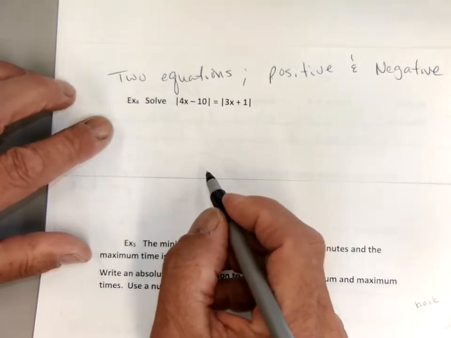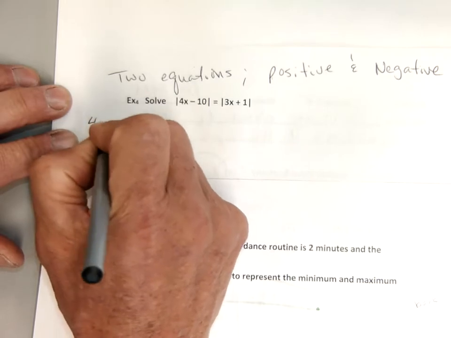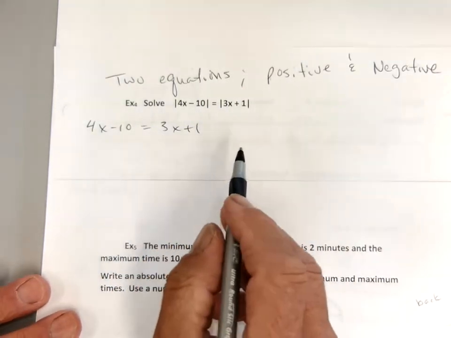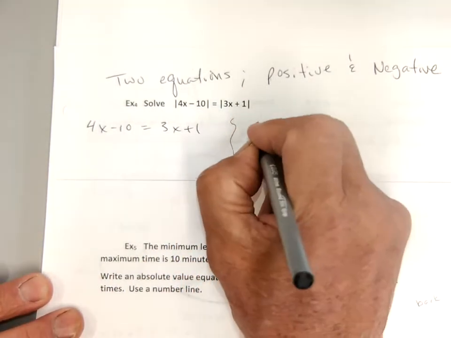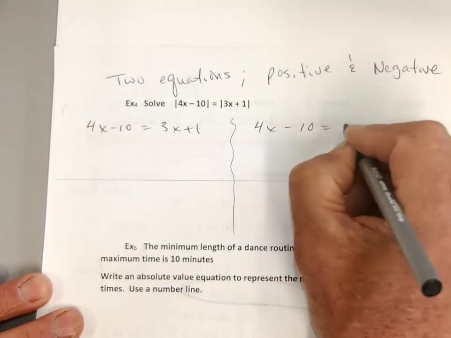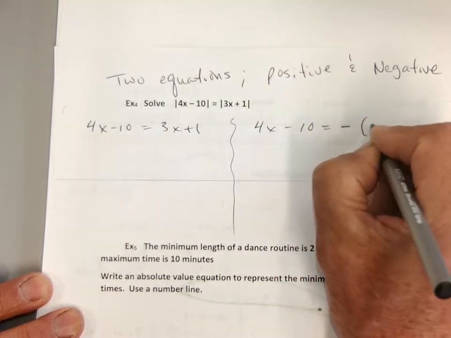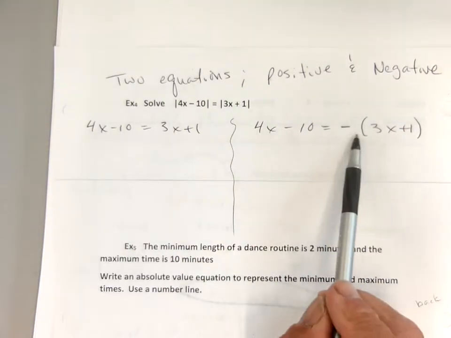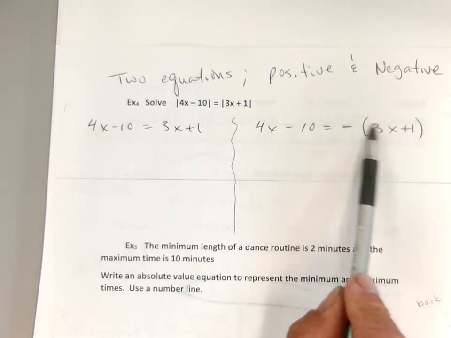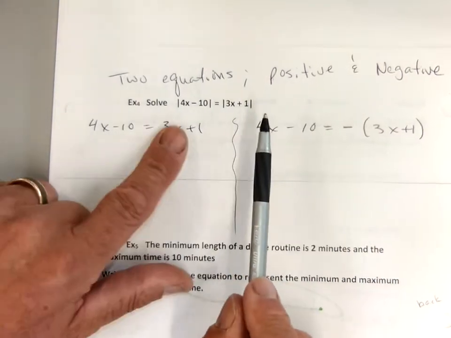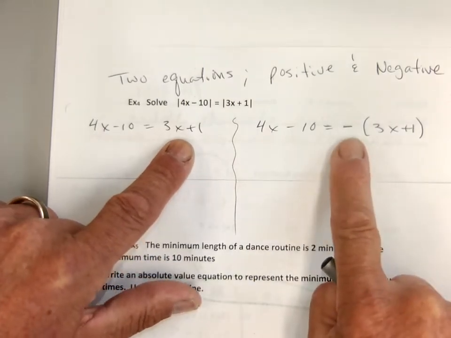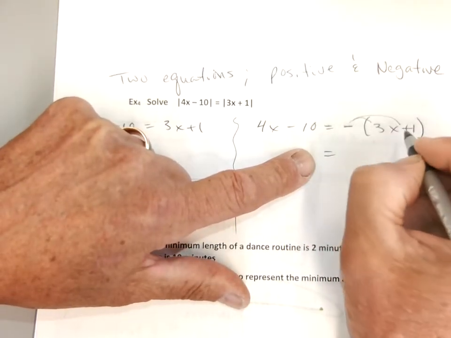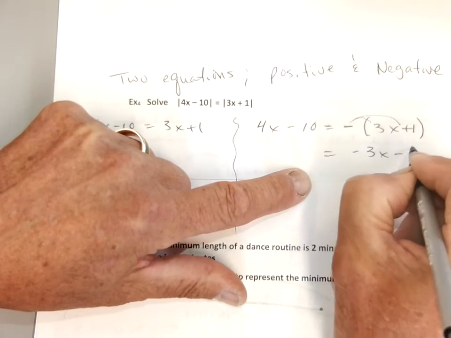So I'm going to go 4x minus 10 equals 3x plus 1. That's my positive. And I'm going to go 4x minus 10 equals negative 3x plus 1. Okay, now I'm not going to leave the negative there, but I want to show you that it equals the negative. Now I'll also make that a negative 3x and a minus 1. I'll show you that in a second. But it does equal the positive and the negative, right? Now I'm going to fix this and distribute the negative through. Negative 3x minus 1, okay?